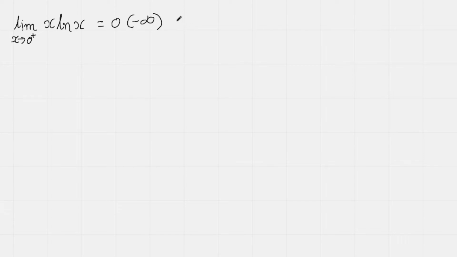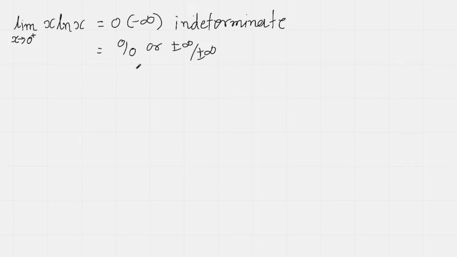This is an indeterminate form, but it is not of the form 0 upon 0 or plus or minus infinity divided by plus or minus infinity. If we get the form 0 over 0 or plus or minus infinity over plus or minus infinity, then we can use L'Hospital's rule. But we are getting 0 times negative infinity.